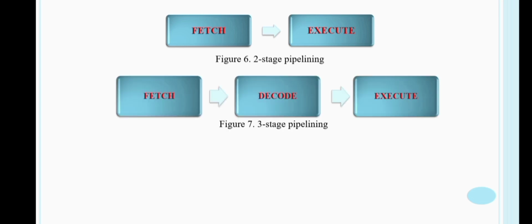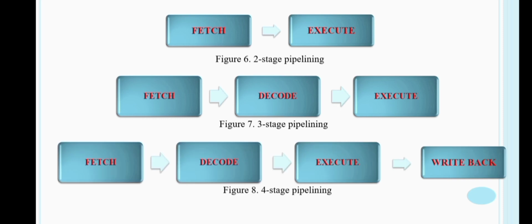This is three-stage pipelining. First stage is fetch. In the fetch stage, instruction is being fetched from the memory. It loads an instruction from memory. Second stage is decode. Decode identifies the instruction to be executed. During the decode stage, we decode the instruction and fetch the source operands. Third stage is execute. It processes the instruction and writes the result back to the register.